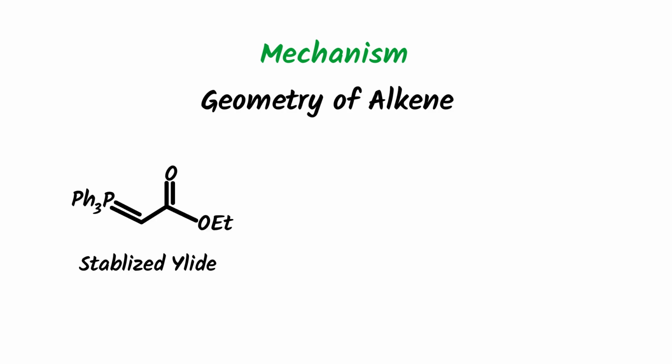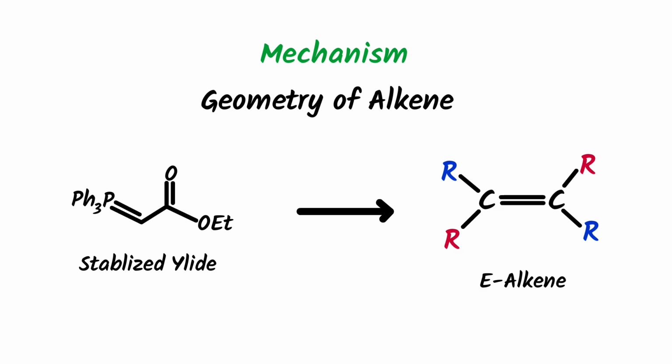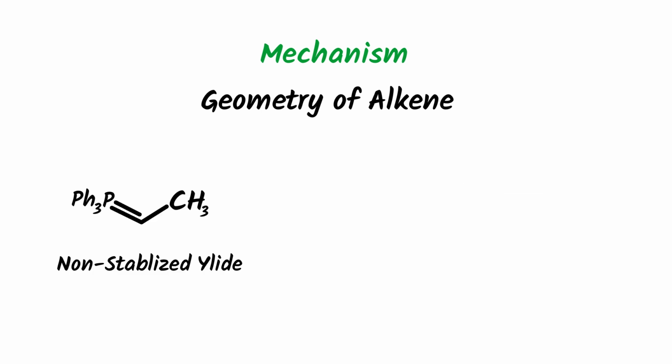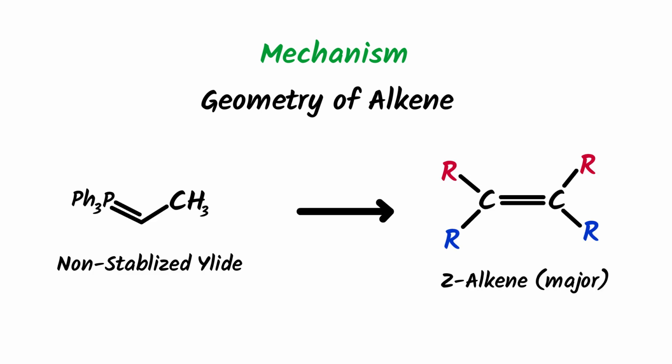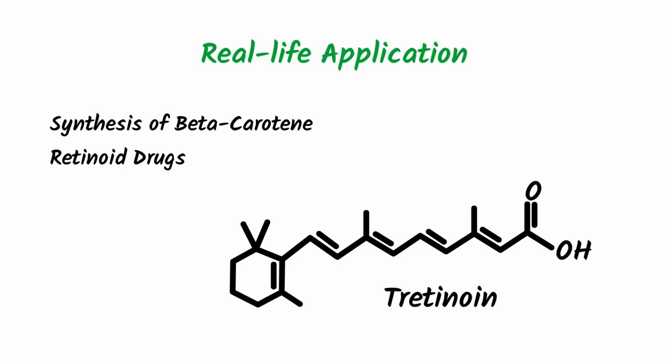One important feature of the Wittig reaction is that it can control the geometry of the alkene. Stabilized ylides usually give the E-alkene while non-stabilized ylides mainly produce the Z-alkene. A great industrial example is that it is used widely in the synthesis of beta-carotene. And the retinoid drugs used in acne or skin treatments also rely on Wittig chemistry.